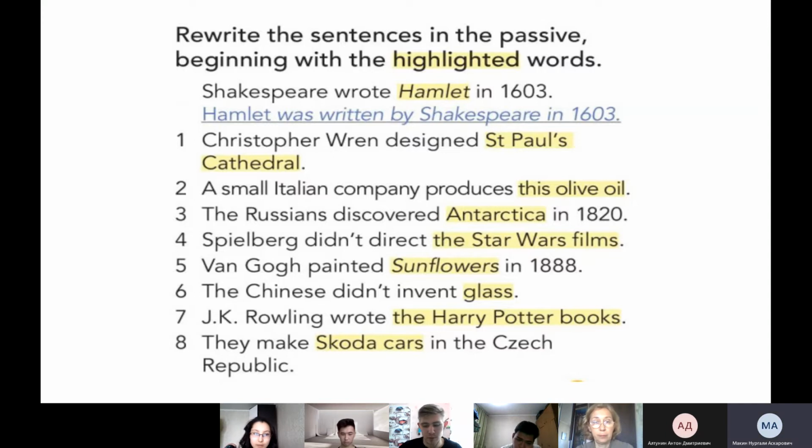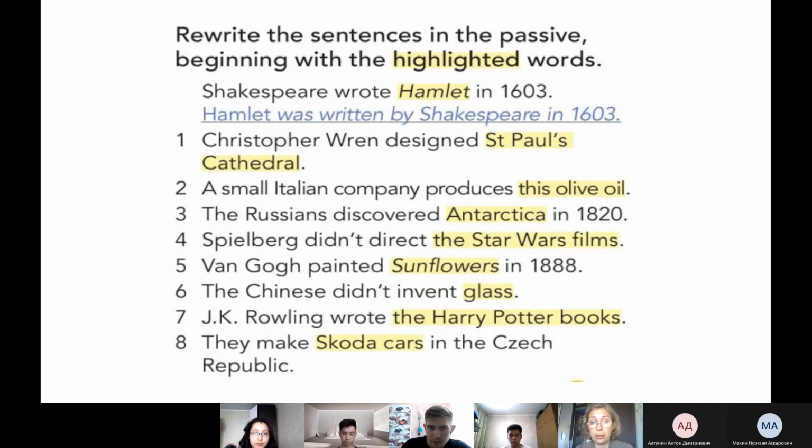A small Italian company produced this olive oil. Olive oil was produced by a small Italian company. Okay, it's possible to use a past simple passive, but look, the active voice sentence verb is used in the present simple. Produces. What if we use the passive voice present?